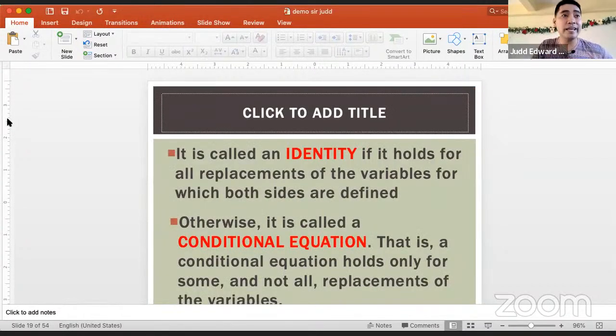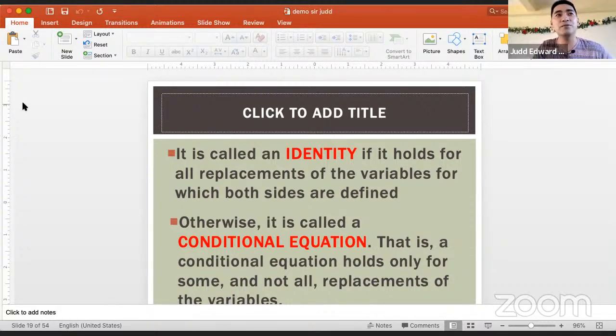So it is called an identity if it holds for all replacements of the variable for which both sides are defined and identified. Otherwise, it is called a conditional equation. That is, a conditional equation holds only for some and not for all replacements of the variable.